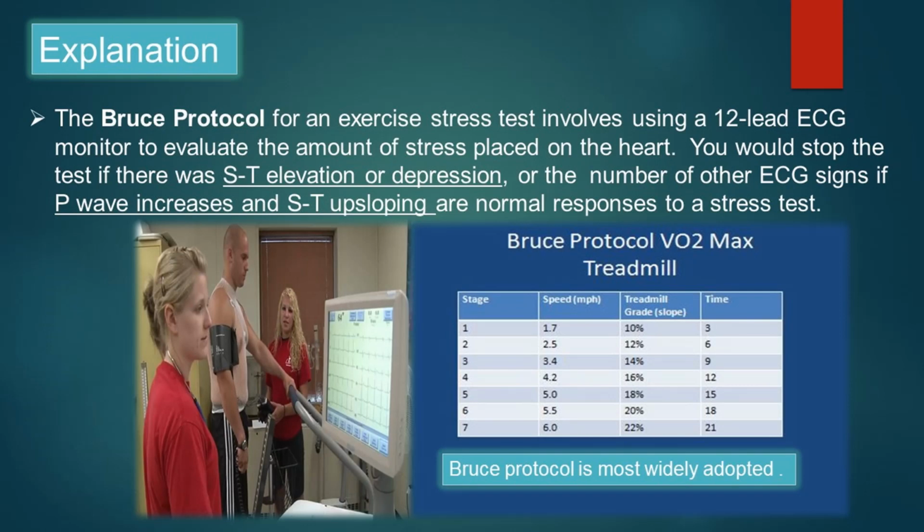The Bruce protocol for an exercise stress test involves using a 12-lead ECG monitor to evaluate the amount of stress that is placed on the heart. You would stop the test if there was ST elevation or depression. But if the ECG shows P wave increase and ST upsloping, this will be the normal response in the stress test. So we will not stop the test.